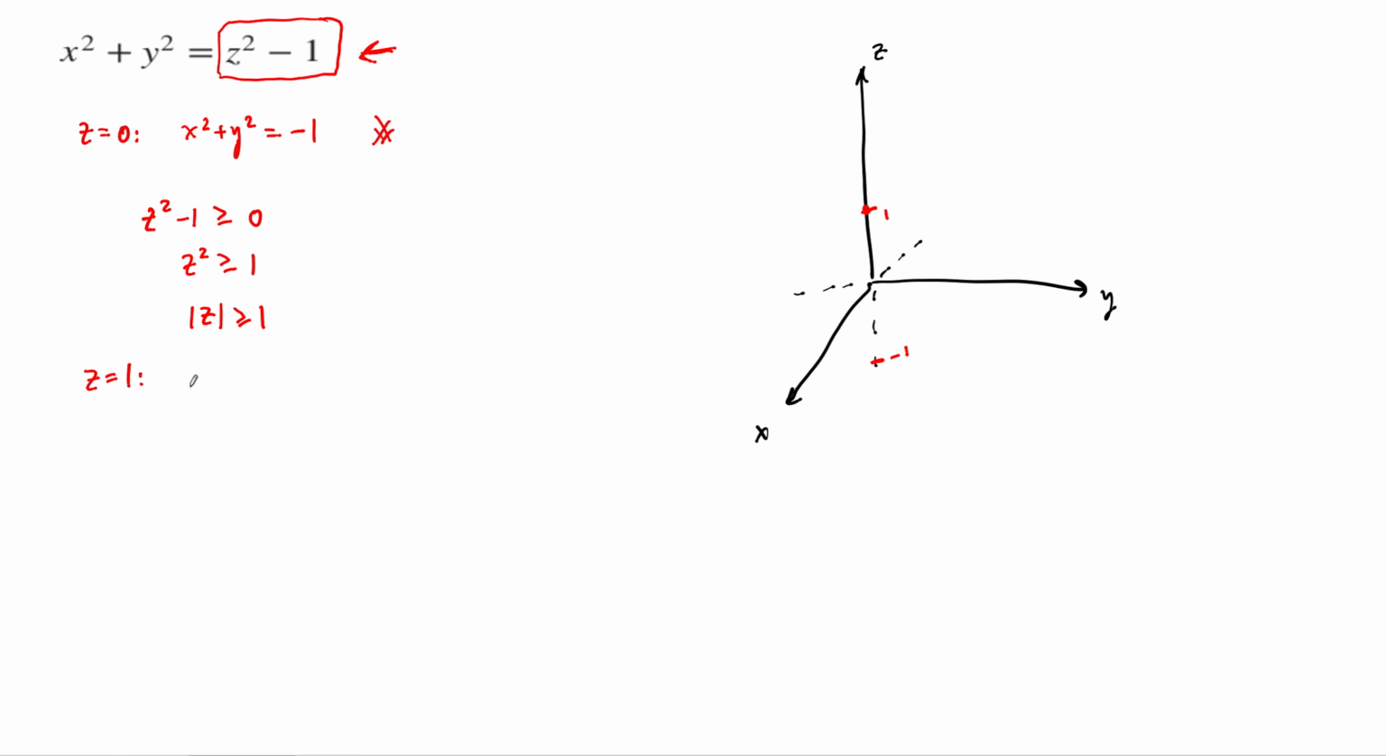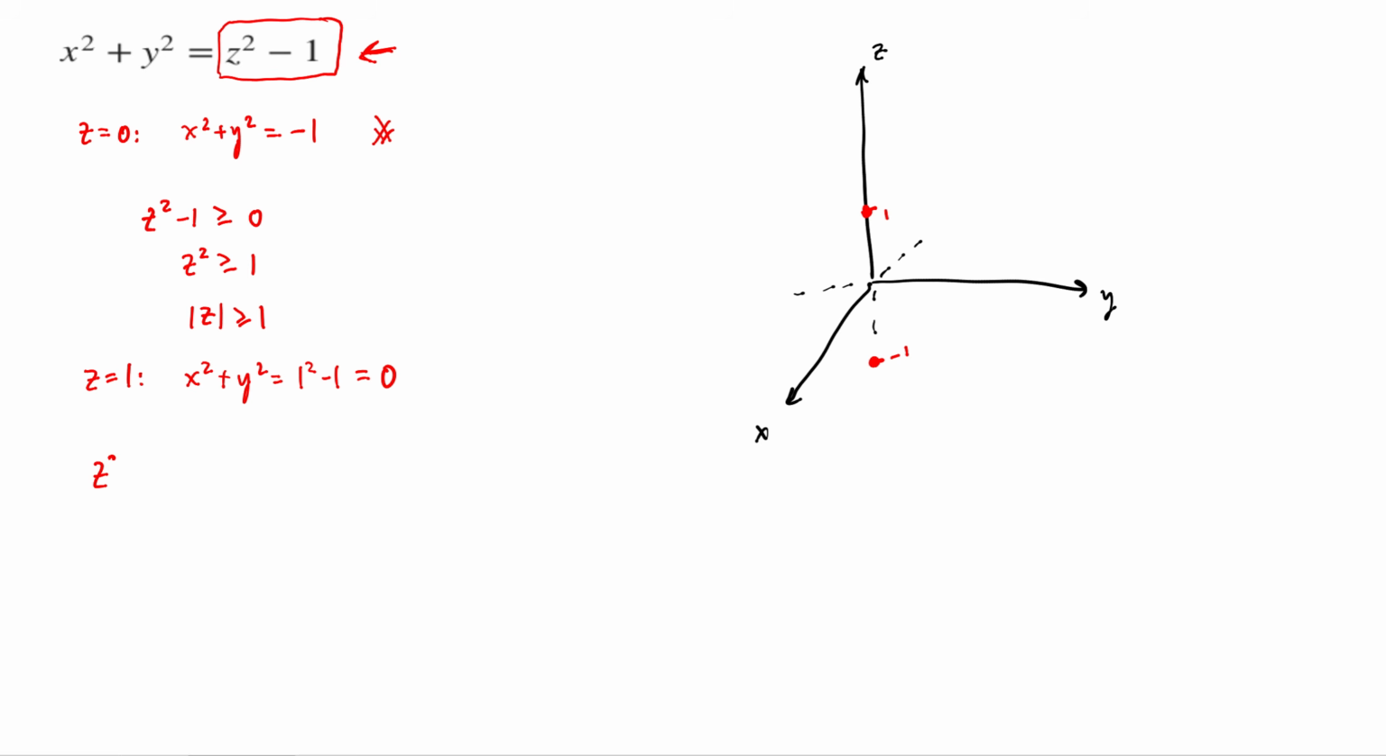So let's take z equal 1 and see what happens. Here we have x squared plus y squared equals 1 squared minus 1. That's 0. So actually, we just get this point, right? This is similar to our cone. We just get this point, and by symmetry, we just get this point down here. Let's go up a little bit higher, right?